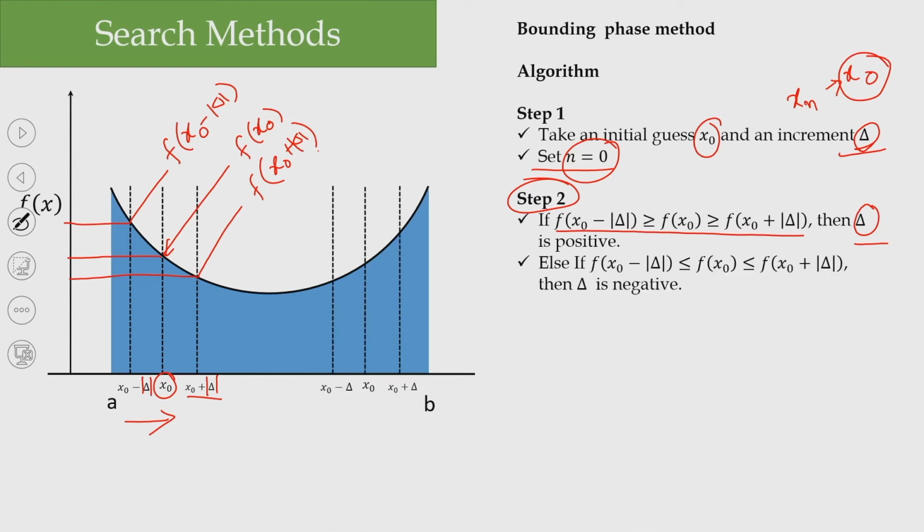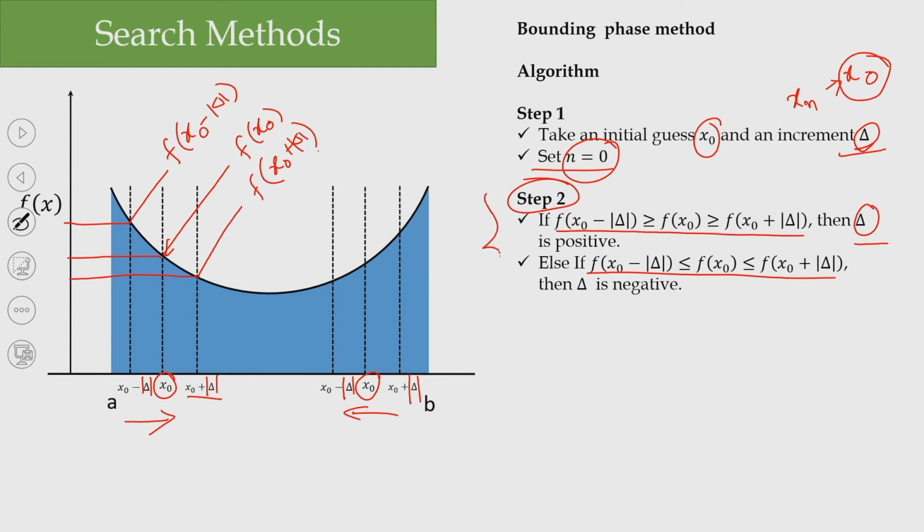Now, suppose this is my x naught, so this is x naught minus absolute value of delta, and this is x naught plus delta. If this condition is true, that means f of x naught minus absolute value of delta is less than f of x naught, and f of x naught is less than f of x naught plus absolute value of delta. In that case delta should be negative, because I would like to go in this direction. So, delta should be negative in this case.